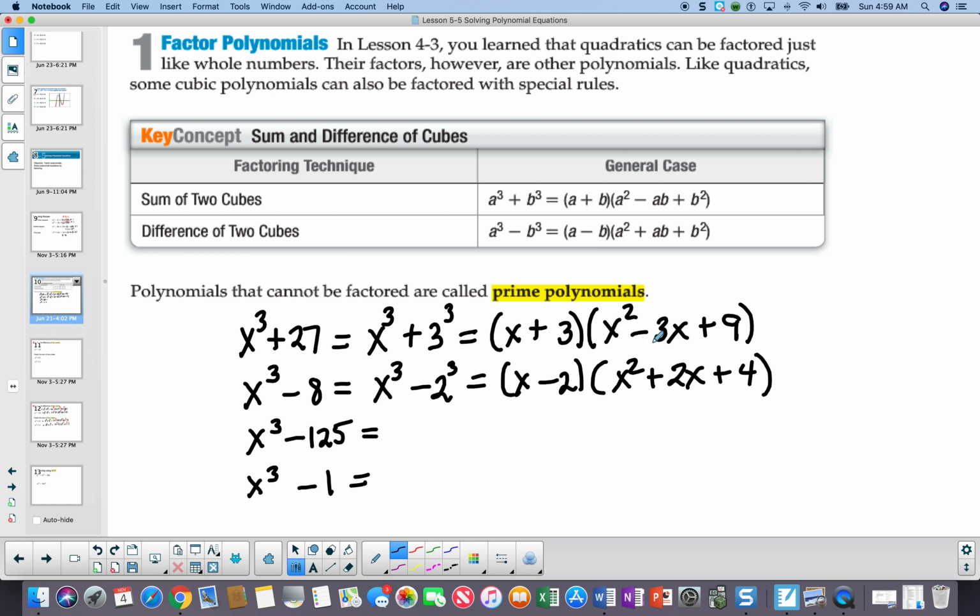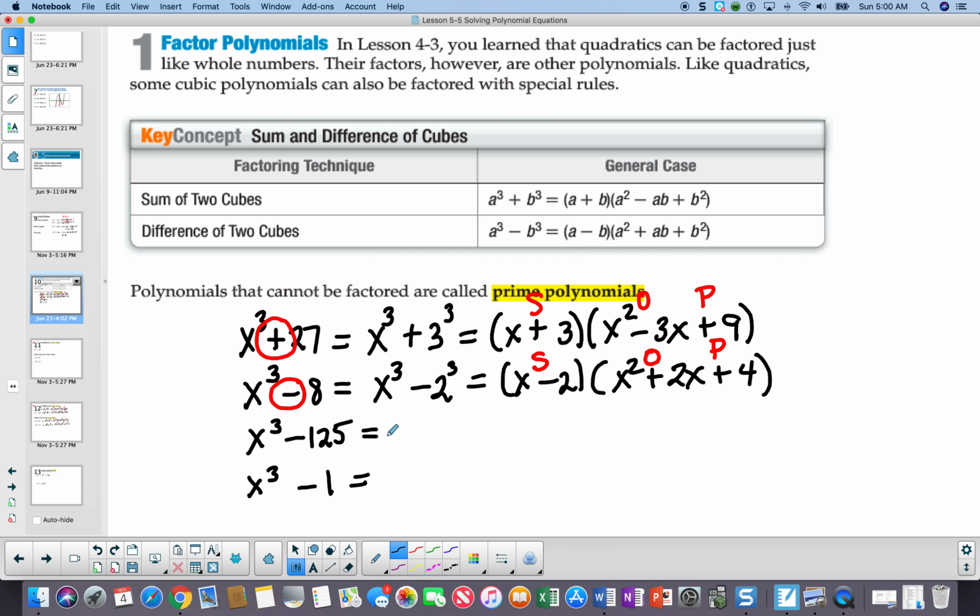Now to keep the signs straight, here's a little mnemonic that'll help you. When you are doing a sum, this first sign is going to be the same as this one. This sign will be the opposite, and this last sign is always going to be positive. Again, if this is a difference, this first binomial is going to be the same sign. Right here, we're going to have the opposite, and this will be positive.